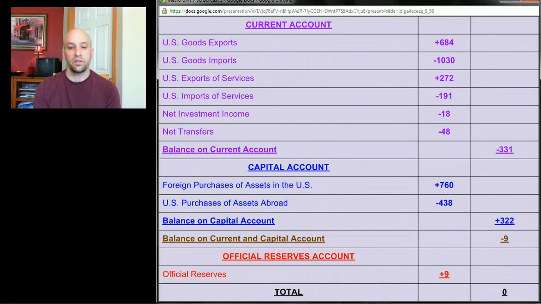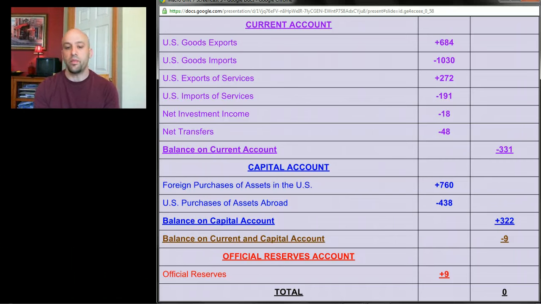So you can see for the United States, we exported $684 billion worth of goods in 1999. That was money coming in, given a positive number. We imported $1,030 billion worth of goods. So we bought that stuff from other countries and we sent that money out of the country. You could see the same information for services, investment income, and net transfers.